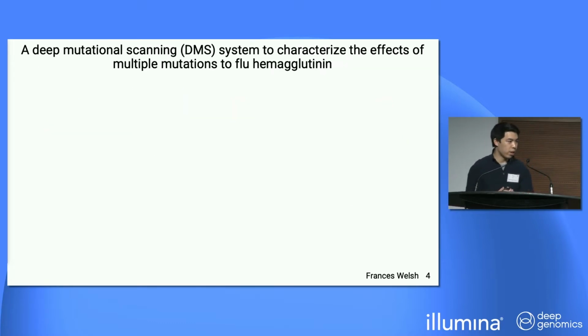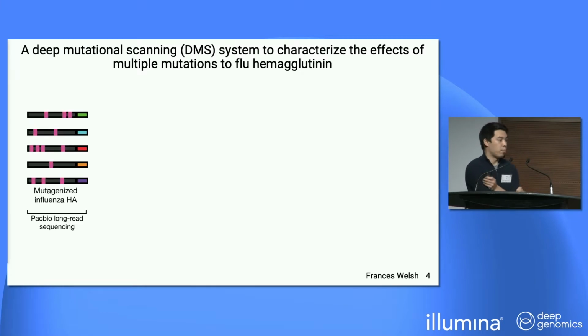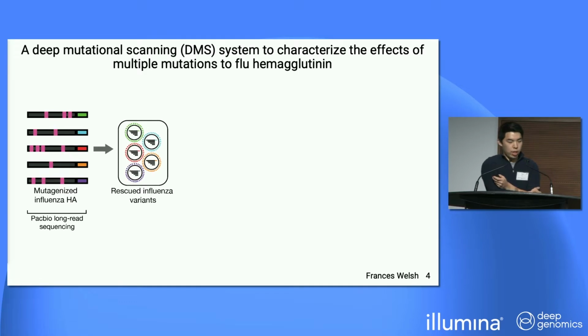Okay, so I'm going to talk about this deep mutational scanning platform that we have now. So this was developed by a graduate student in our lab named Francis. And so the way this platform works is we start with a library of mutagenized influenza HAs. And so these are HAs that have multiple mutations, each associated with a unique barcode. And we can use PacBio long-read sequencing to match the variants to the respective barcode. We can then take these mutagenized HAs and assemble them into a library of influenza virus variants.